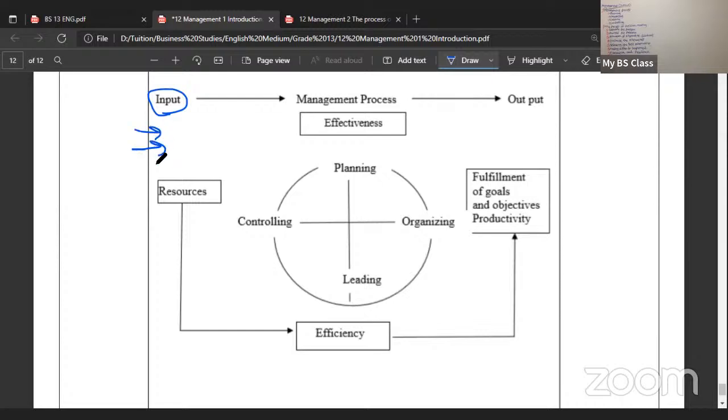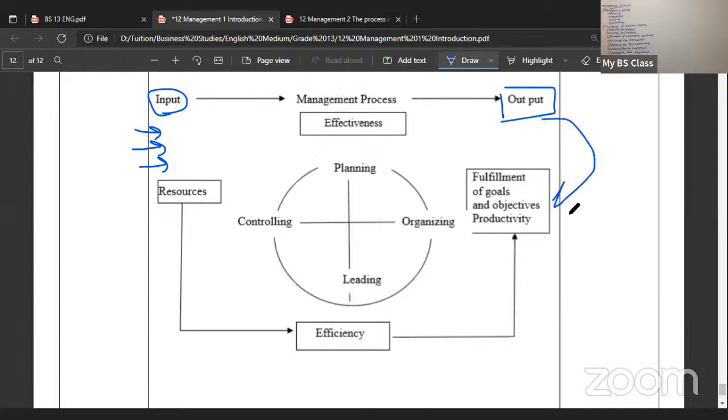In terms of the resource classification, you might remember how we have classified the resources. And then you need to make sure that you utilize those resources in an efficient and effective manner. For that, you need to conduct planning, organizing, leading, and controlling. Then you will end up with fulfillment of the goals and objectives, and also productivity, where you will be fulfilling your output.